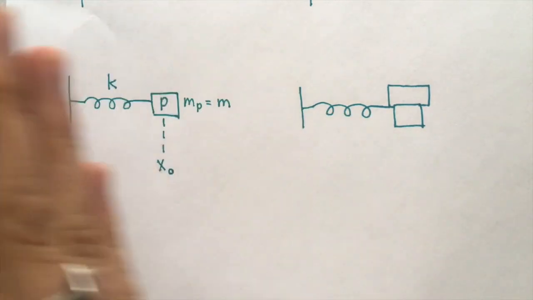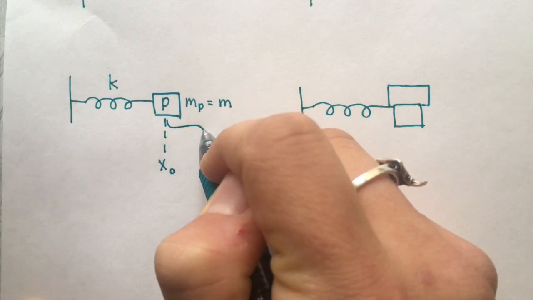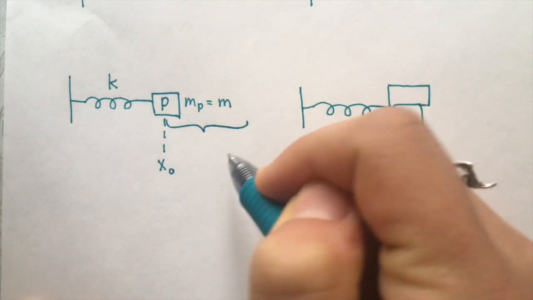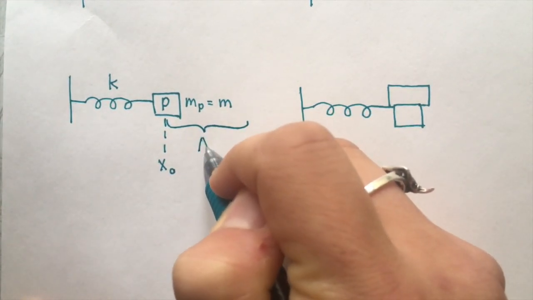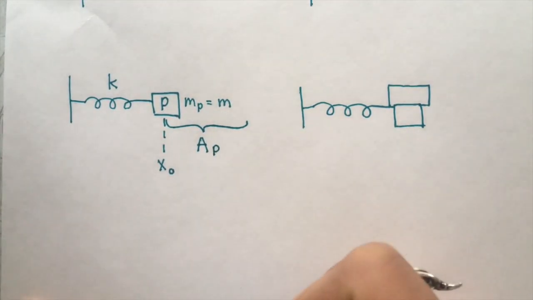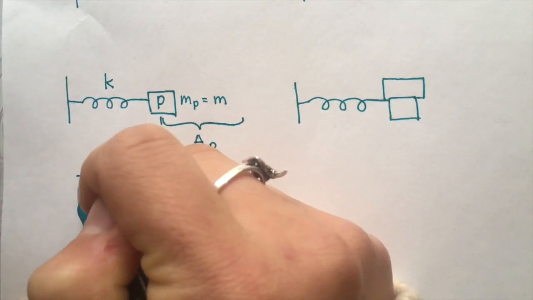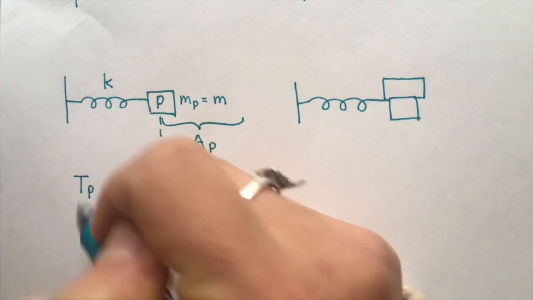So this block is oscillating back and forth, and it has a maximum displacement from equilibrium. That is the amplitude. And for this block, it is A sub P. And we also know that this block is oscillating with a period of TP.